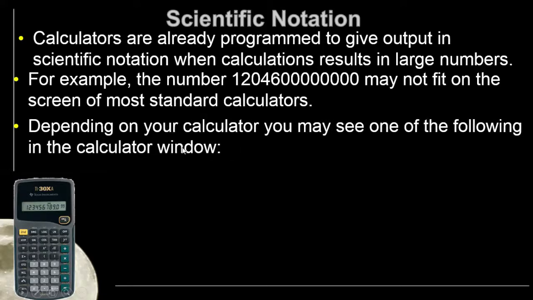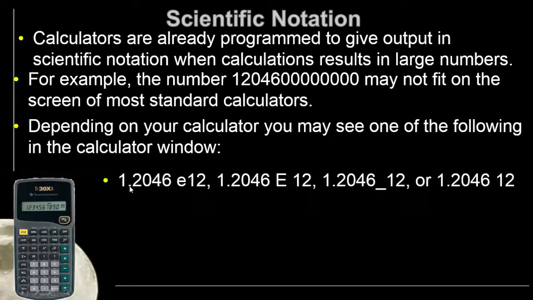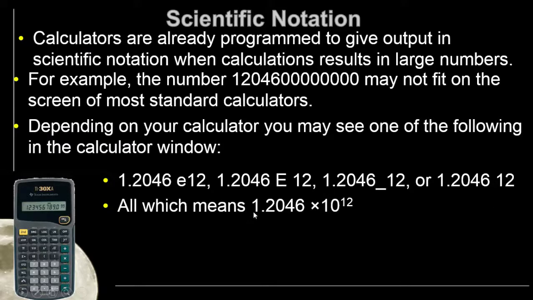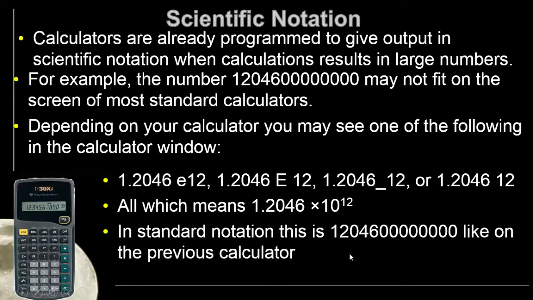Depending on your calculator, you may see one of the following in the calculator window: 1.2046E12, 1.2046_12, or 1.2046 12. All of which mean 1.2046 × 10^12 in standard notation. This is what we saw in the previous calculator on the previous slide.